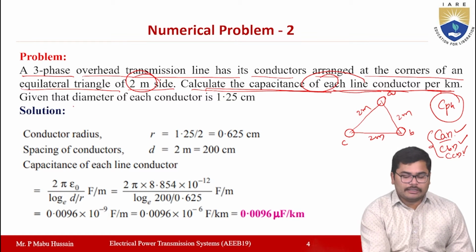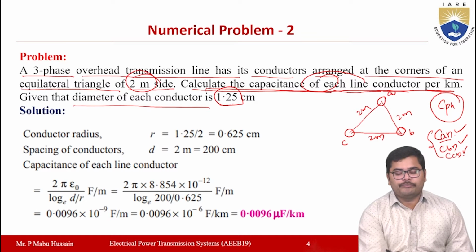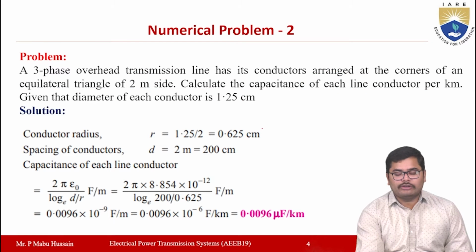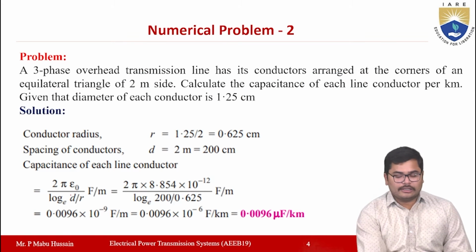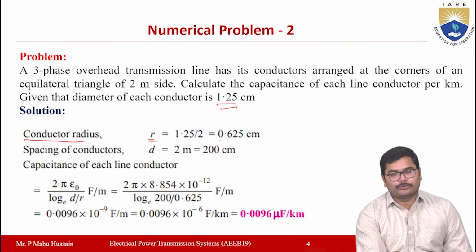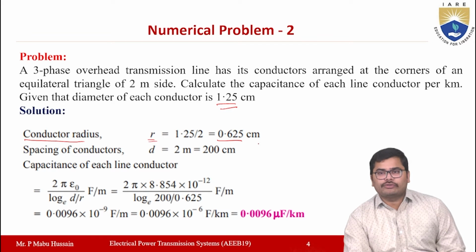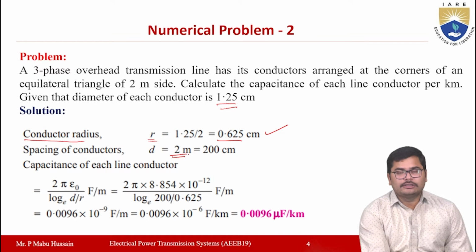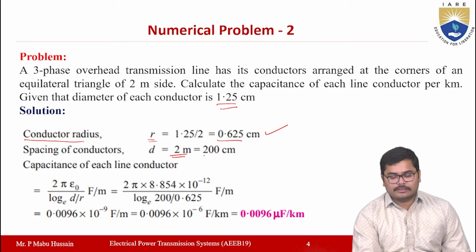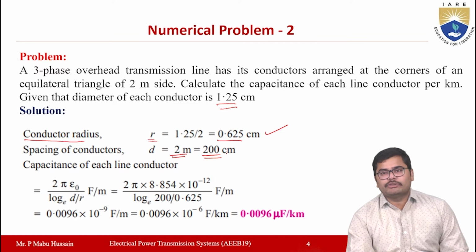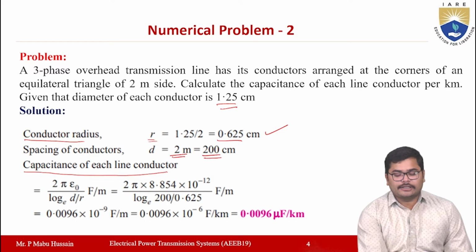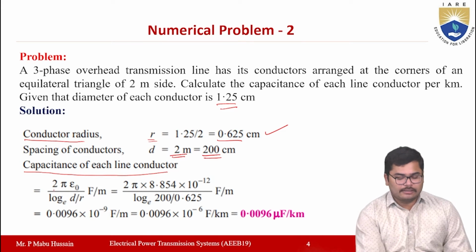Given that the diameter of each conductor is 1.25 centimeters, you get the radius of each conductor: r is equal to diameter by 2, which is 0.625 centimeters. The spacing between the two conductors is given as 2 meters. Converting meters into centimeters, the distance between the two conductors will be 200 centimeters.